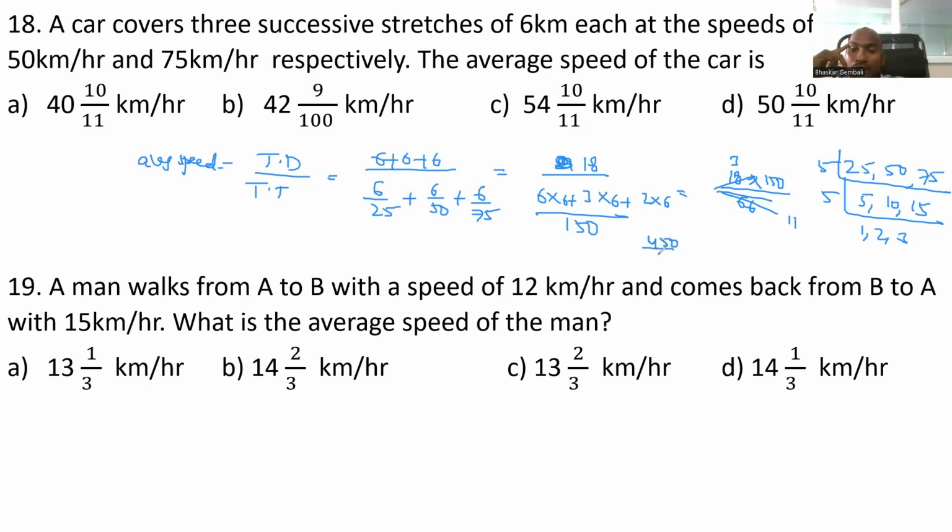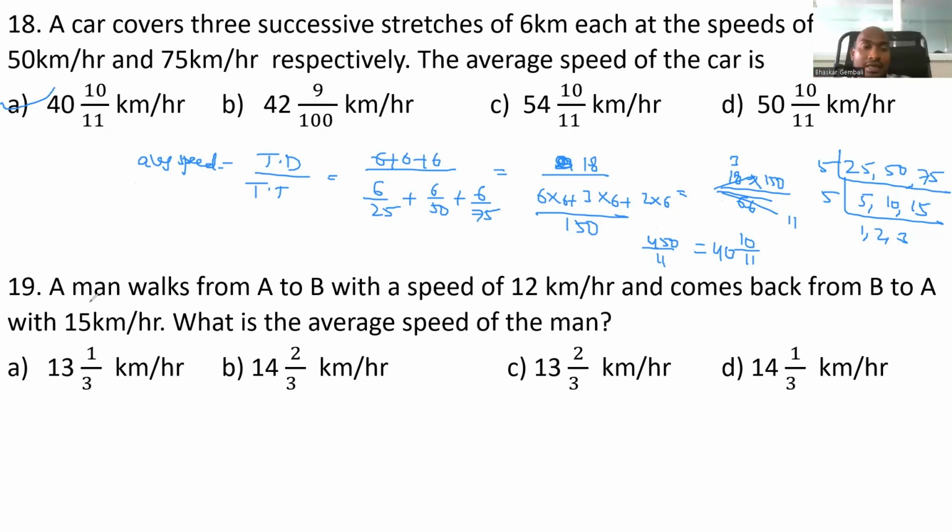450 by 11. 11 4s are 44. The answer is 40 10 by 11. Option A. Which is very simple, guys.